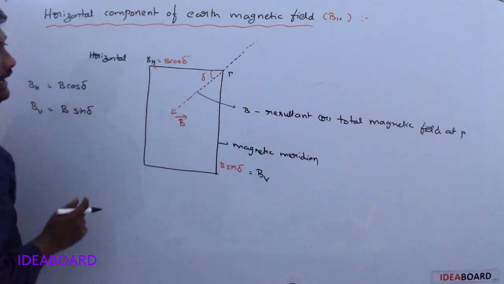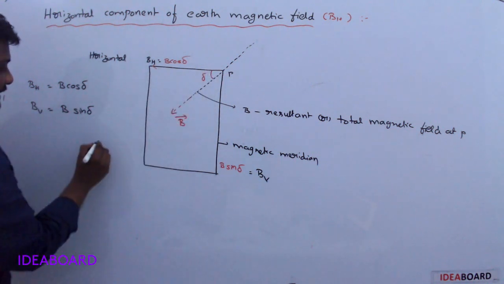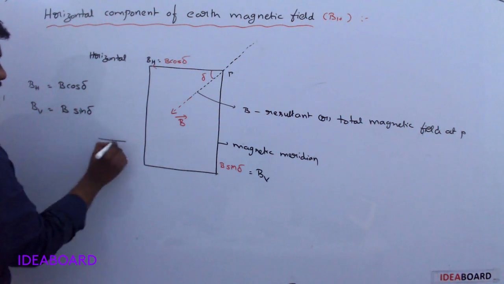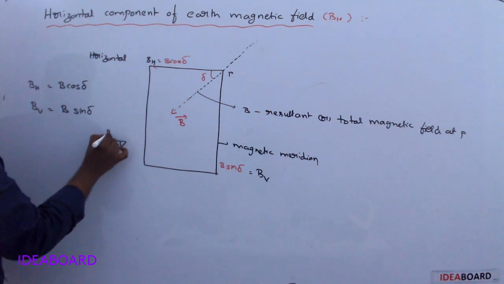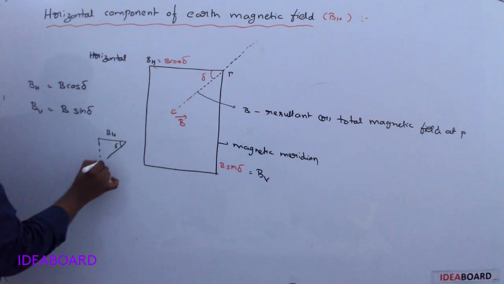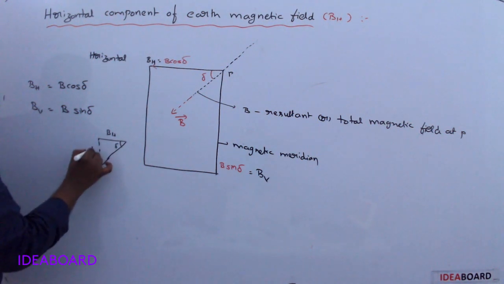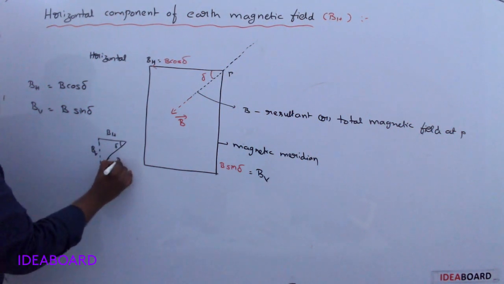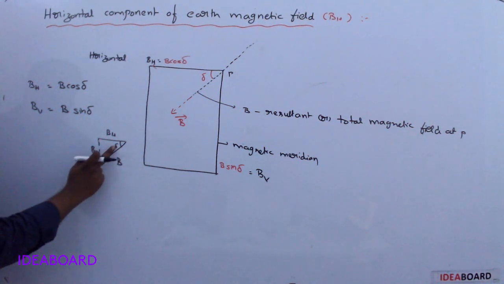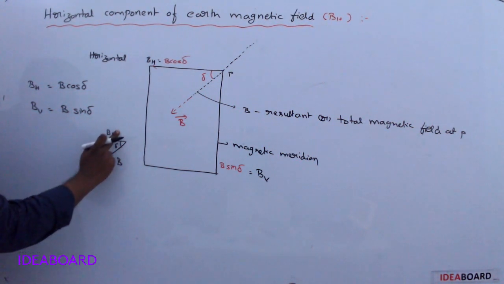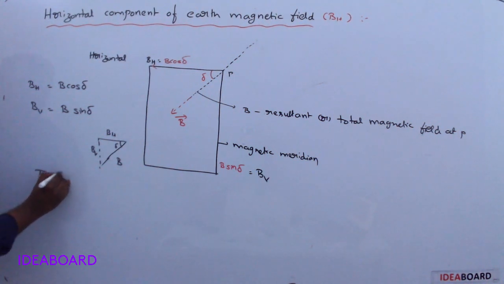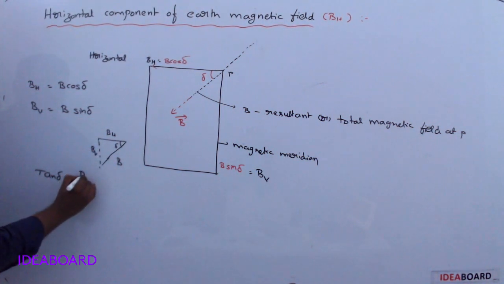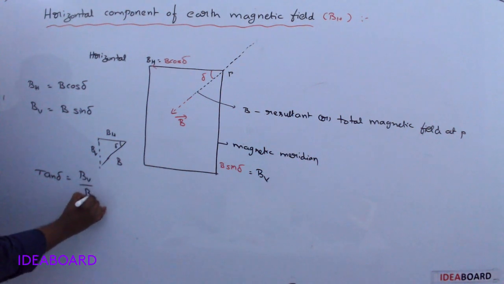Now if you want tan delta, let us see this diagram. This is delta, this is BH, and this is BV and B. If you want tan, tan means opposite by adjacent. So what is the value of tan delta? Tan delta is equal to opposite BV by BH.